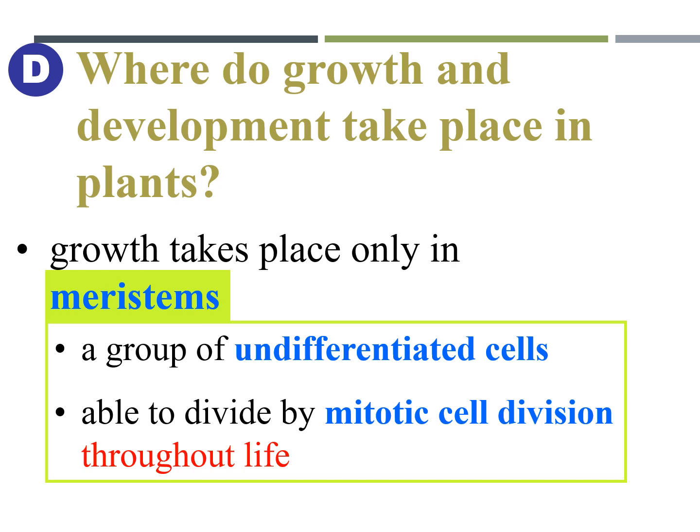After the seed germination, a seedling will be formed, a very small plant, and then this very small seedling plant will grow bigger. Now the question is, where does growth and development take place in the very small seedling plant? Growth actually takes place in meristems. It is a group of undifferentiated cells, very small and simple, and they are able to do mitotic cell division throughout their lives to increase the cell number.